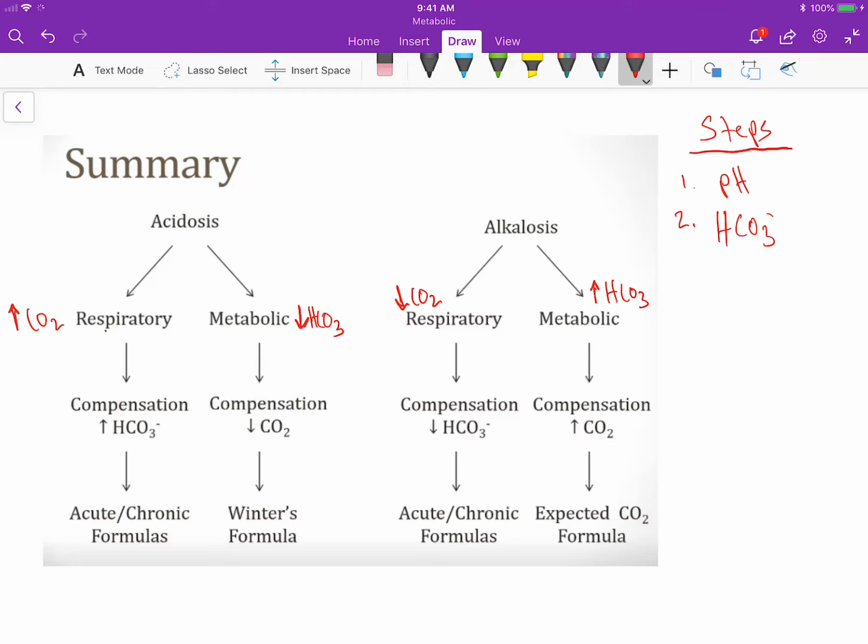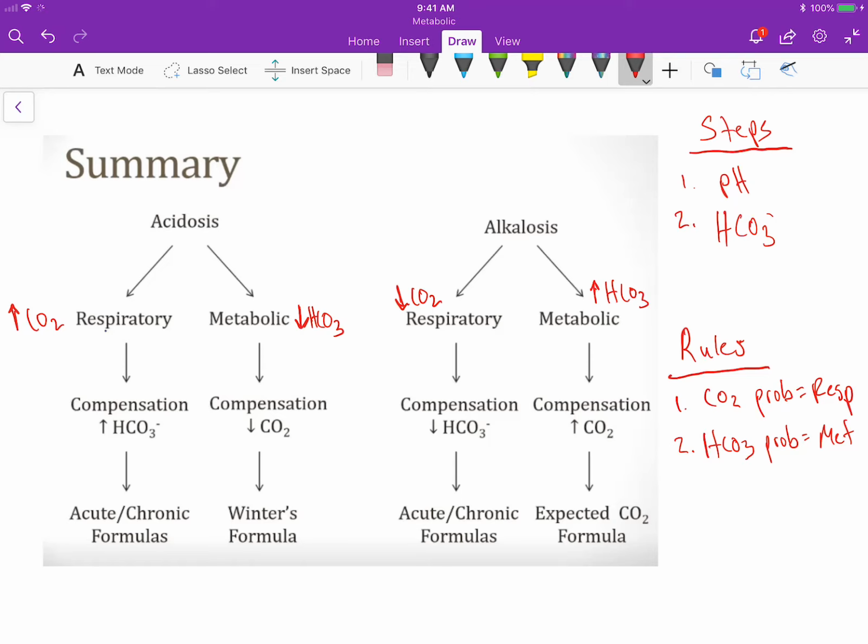The first thing I also want to point out is anytime we're dealing with a metabolic problem, it's bicarb. Anytime we're dealing with a CO2 problem, it's respiratory. Okay, so those are two rules. CO2 problem equals respiratory, bicarb problem, it's metabolic. All right, so two principles right up front.